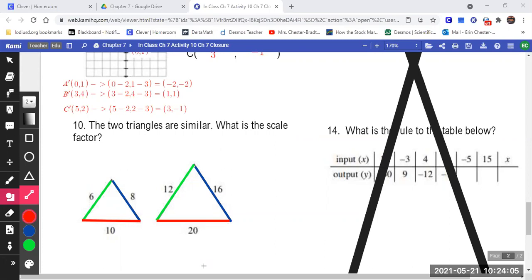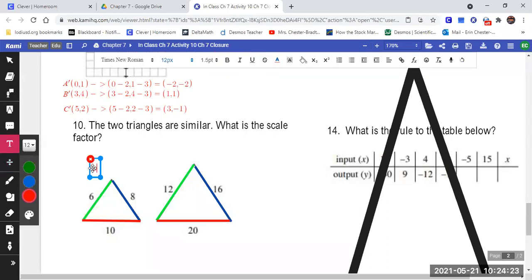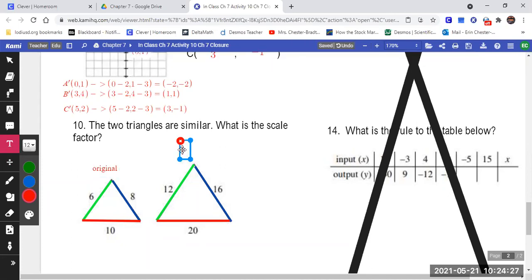Okay, small is old and big is new, that's fine. So I'm going to say original. Not with that, I don't need numbers. Original and new.